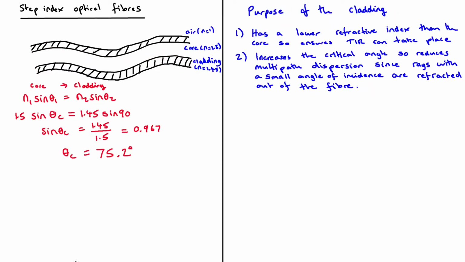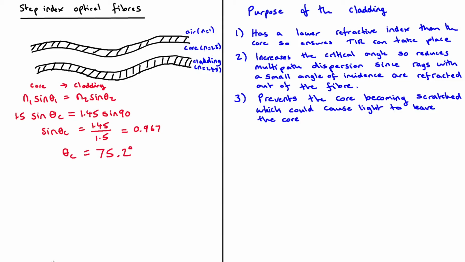So if we list all of the advantages provided by the cladding, first of all, as we've seen, it's got a lower refractive index than the core, and that ensures that total internal reflection can take place. But also it increases that critical angle, and that will reduce the amount of multipath dispersion, since any rays of light with just a very small angle of incidence are going to be refracted out of the fibre, and therefore the only rays that travel through the fibre are going to be the axial rays or the near axial rays that are all going to take similar amounts of time to pass along the fibre.